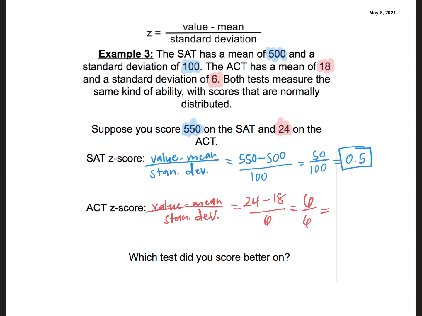We'll divide by 6. When I do that, my z-score is 1, which means it's 1 standard deviation above the mean. So comparing these two numbers, my z-score for the SAT was smaller than my z-score for the ACT. So technically I scored better on the ACT, because it had a higher z-score.